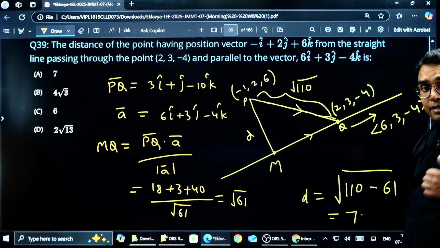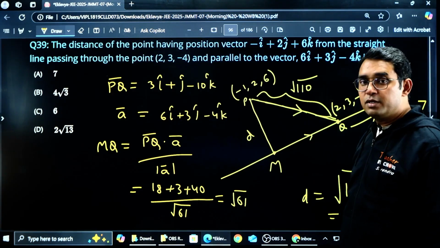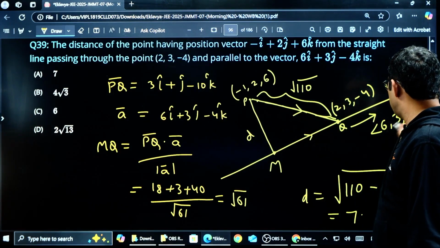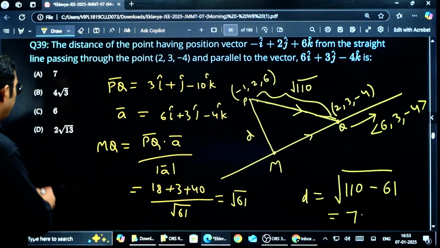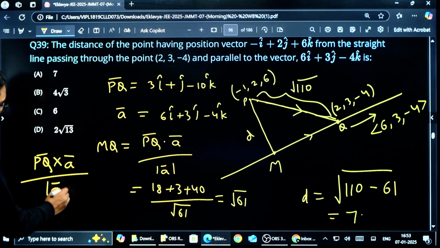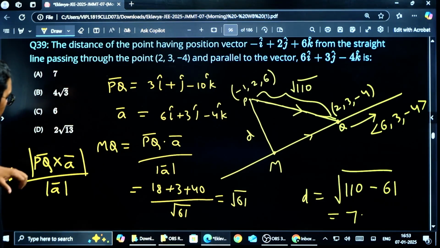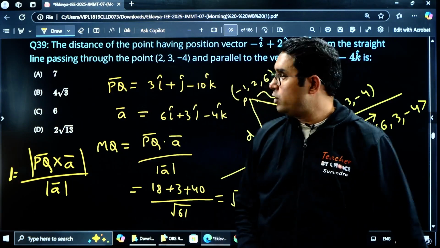I think I did one question similar to this in our previous paper, where I found this perpendicular distance using cross product. That is also one method. You just need to take the cross product of PQ with this vector A and divide it by mod A. That will also give you the same answer. You can check. PQ cross A upon mod of A will give you the same D, because the magnitude of PQ cross A would be mod of PQ, mod of A into sine theta, and mod A will cancel. So PQ sine theta is nothing but D. So from that method also you can find it.